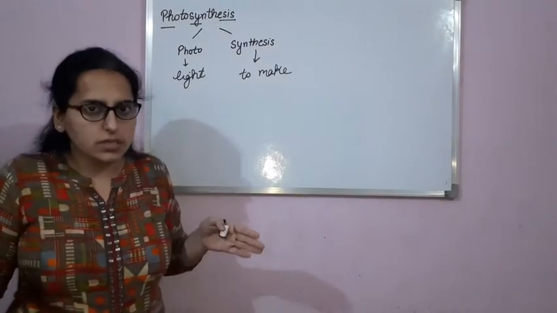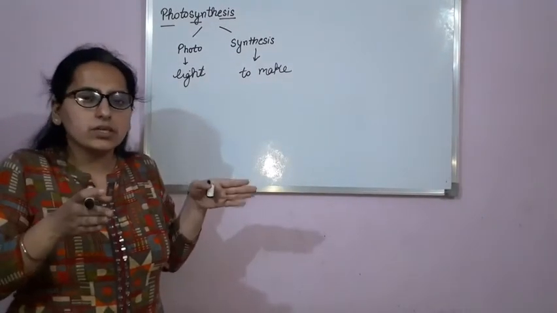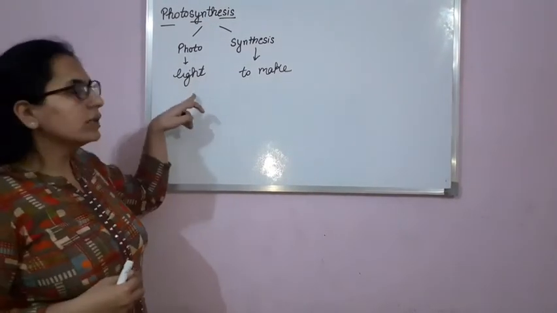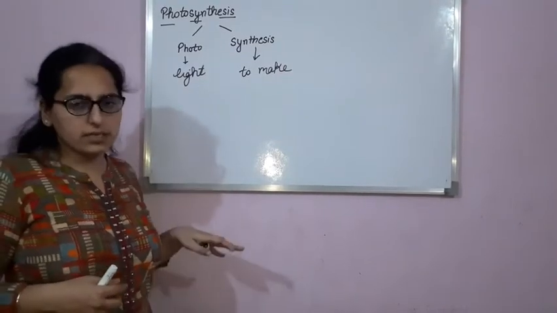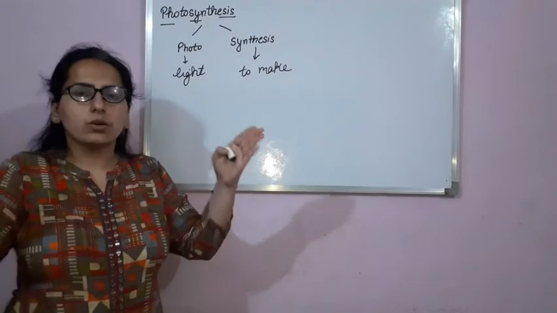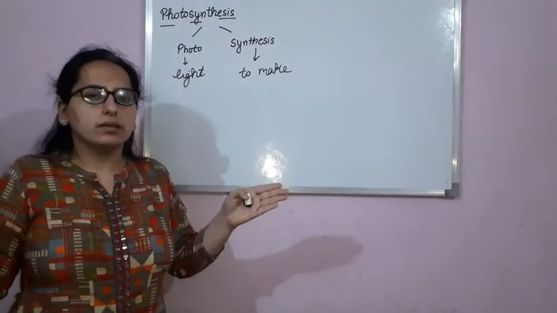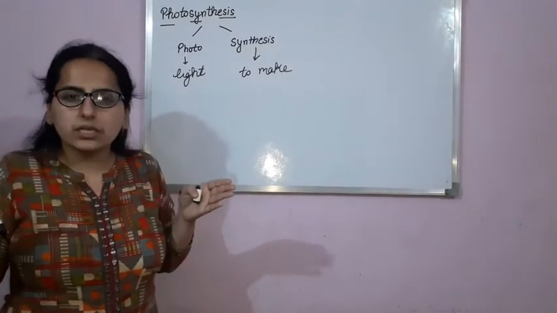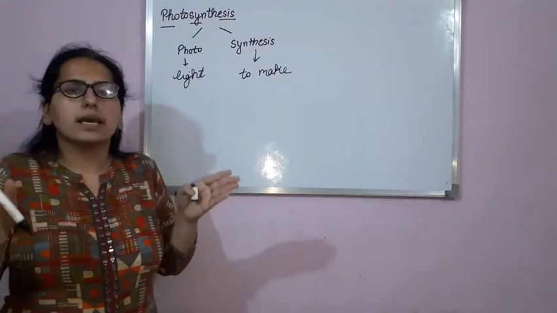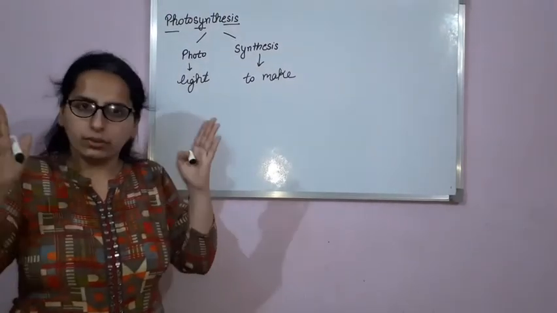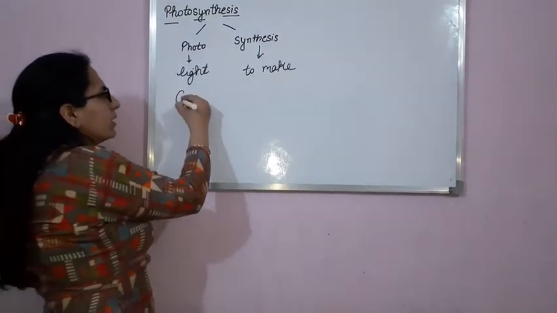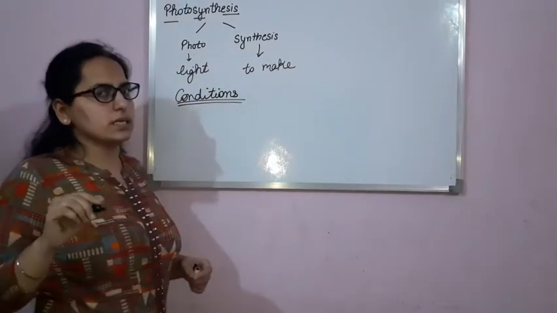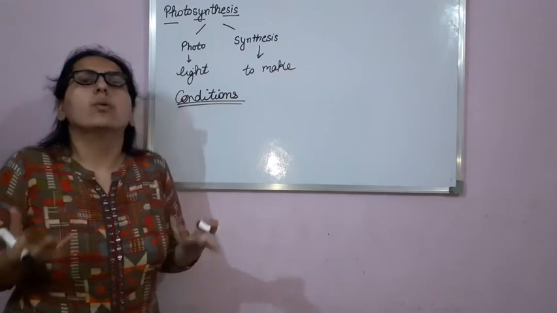It is a process with the help of which plants can make their own food with the help of light. And basically the ultimate source of energy on the earth is the sun, right? So photosynthesis means the process by which plants can make their own food. Clear? Now, what are the conditions that are required for photosynthesis? Means what are the requirements?